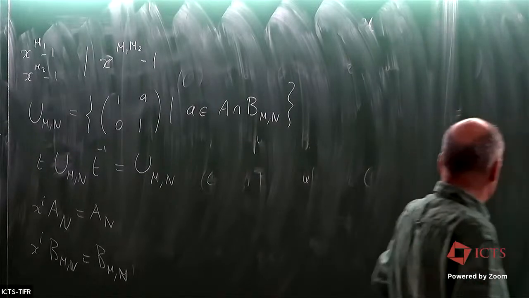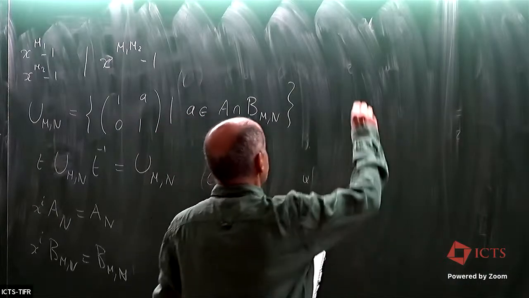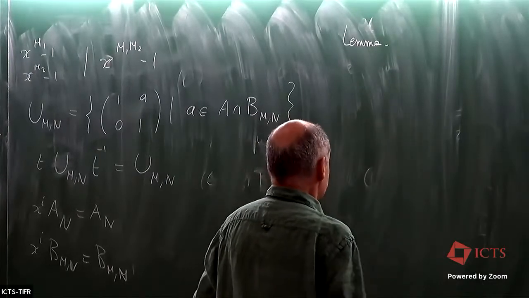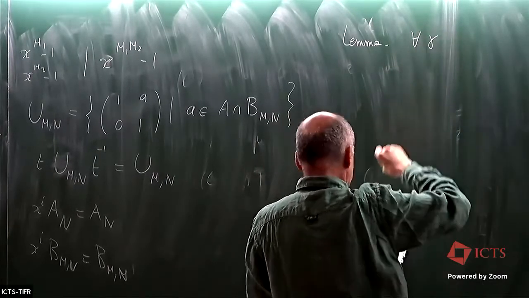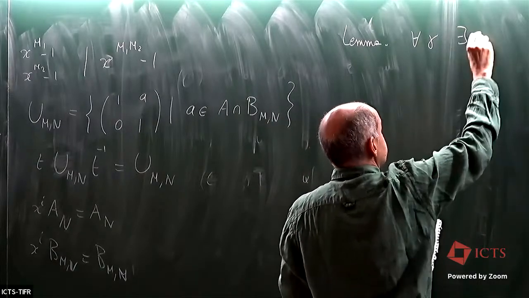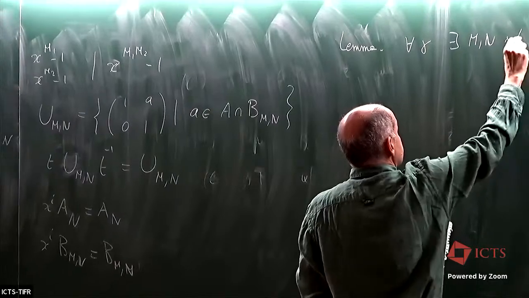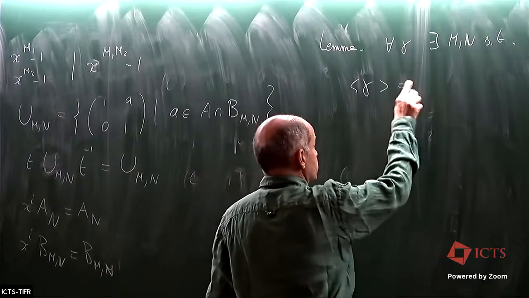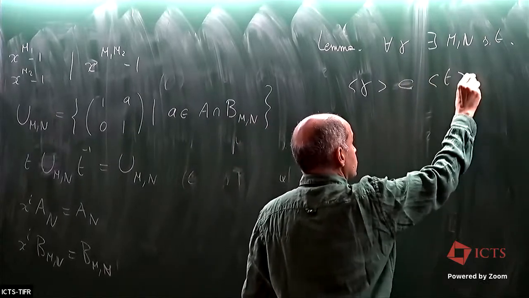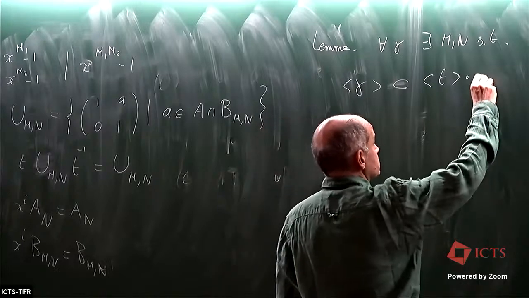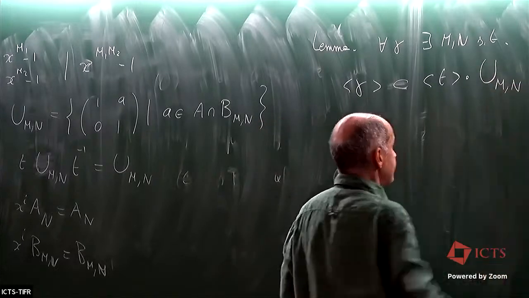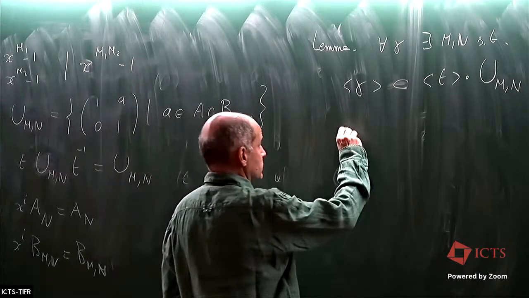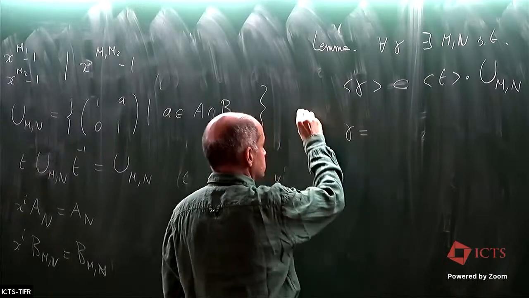Now, the crucial step is the following lemma. For every gamma, there exist M and N such that the cyclic group generated by gamma is contained in the product of the torus by a certain U_{M,N}. And one can write gamma as proof.